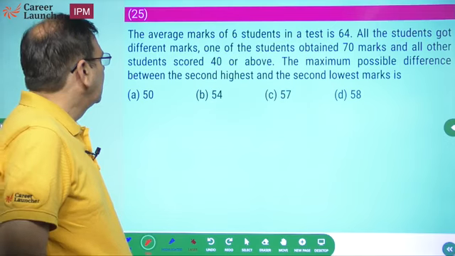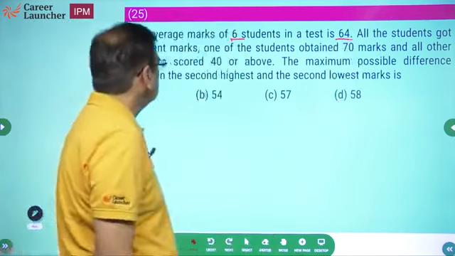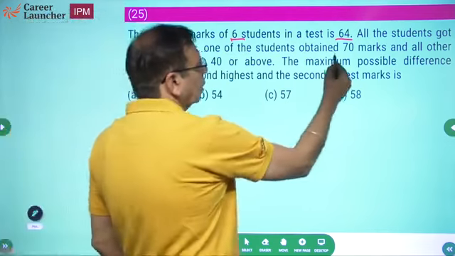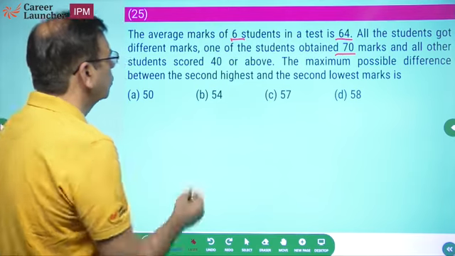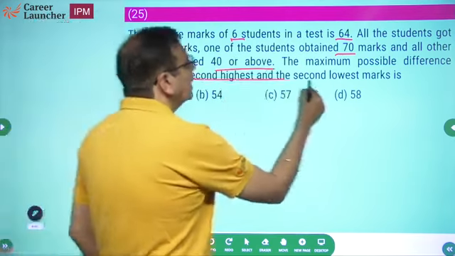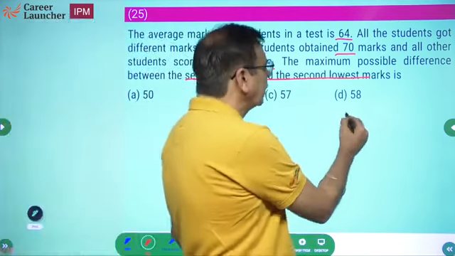Another easy question. Average marks of 6 students in a test is 64. All students got different marks. One of the students got 70 marks and all other students scored 40 or above. Maximum possible difference between the second highest and the second lowest. No problem. 6 students got an average of 64 marks. What is the total marks?